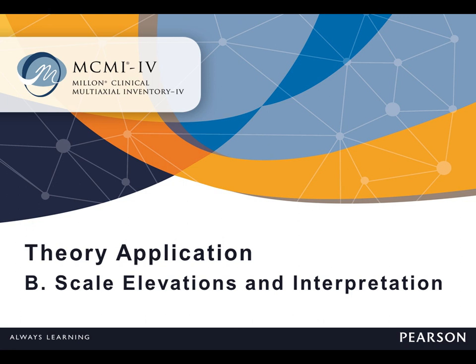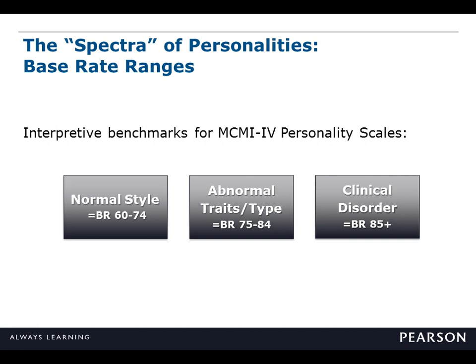As we noted before, to begin with, to orient you to the scales themselves and what it is that we're looking at in terms of different anchor types, we have these interpretive benchmarks that match with what I was saying before. A normal style being at a base rate on an MCMI-IV, beginning at a base rate of 60 and going to 74. The abnormal traits or type going from a 75 to an 84. And the clinical disorder range going from 85 and above.